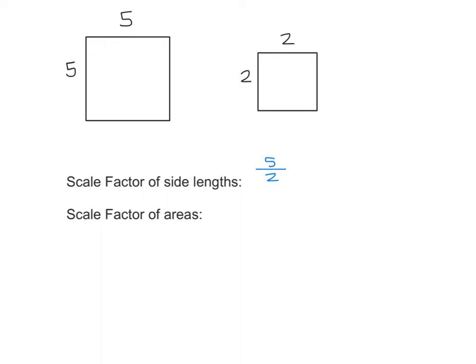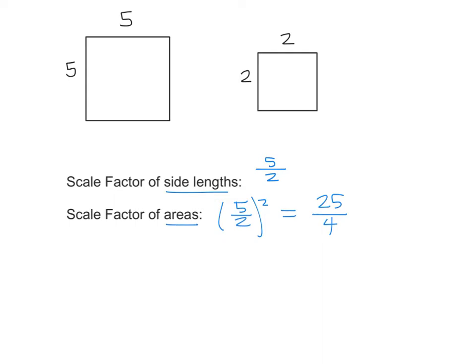If I look at the scale factor of my areas, well, I look at the most reduced form of my scale factor of my side lengths. And I know that 5/2 is as reduced as it can be. So the scale factor of my areas would be 5/2 squared, which would end up just being 25/4. So you can see how the scale factor of the side lengths relates to the area.